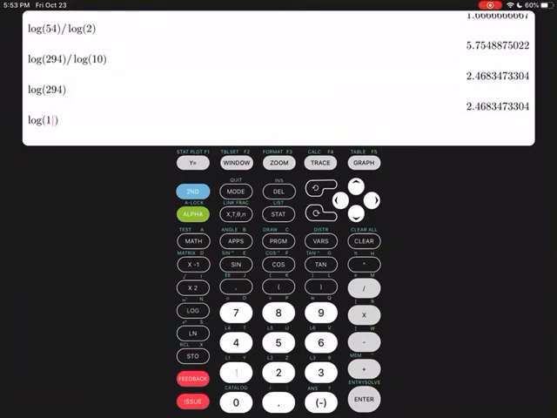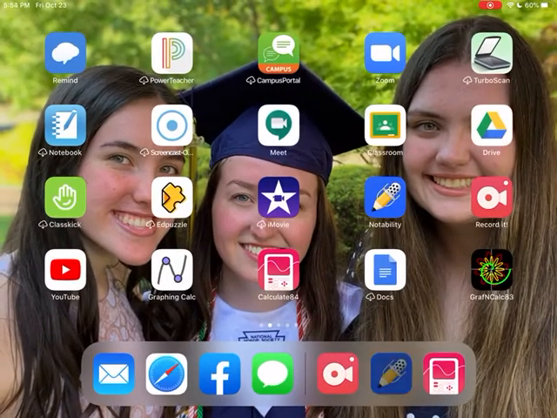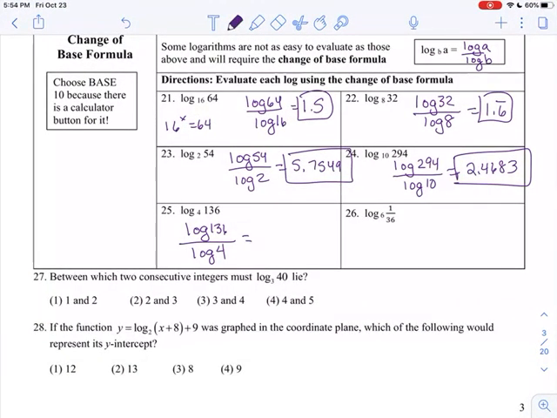And then this one right here. So log base 4 of 136, change of base, log of 136 divided by log of 4. And I get 3.5437. You'll be told how to round this off. 3.5437.